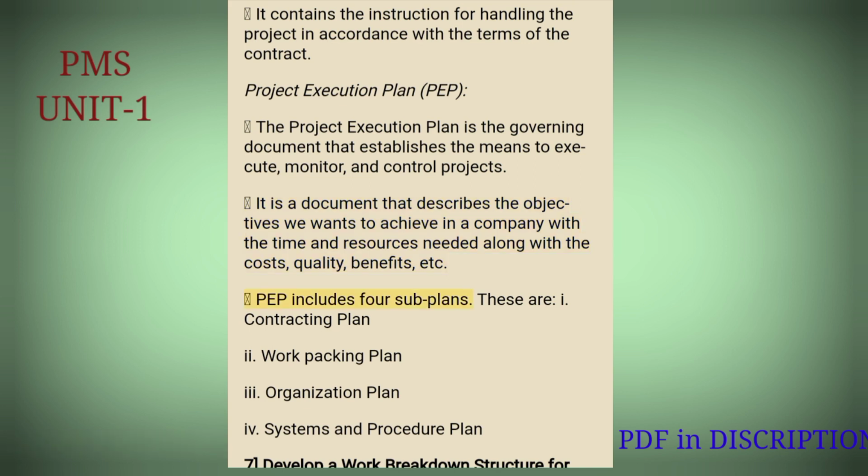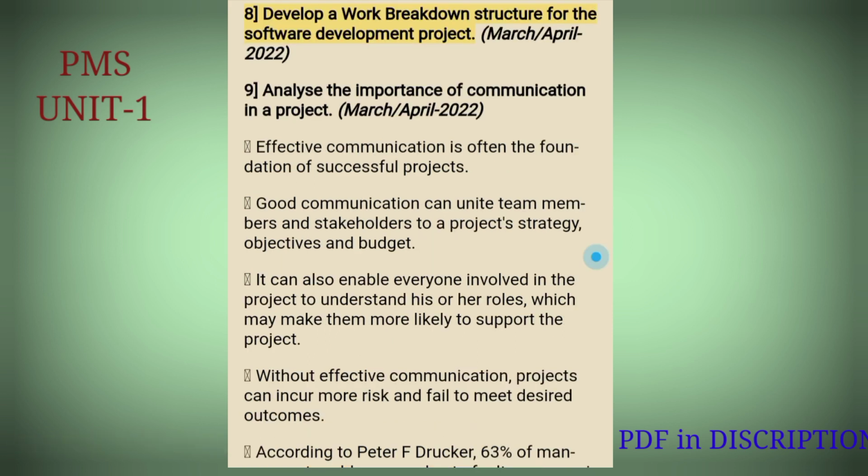PEP includes 4 sub-plans. These are I. Contracting Plan. II. Work Packing Plan. III. Organization Plan. IV. Systems and Procedure Plan. 7. Develop a work breakdown structure for the construction of a college building. March-April 2022. 8. Develop a work breakdown structure for the software development project.